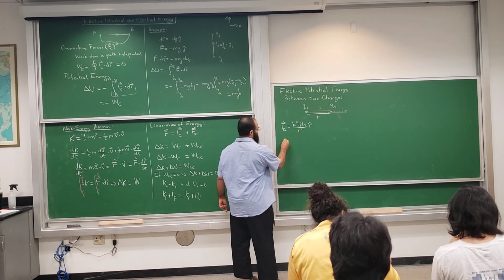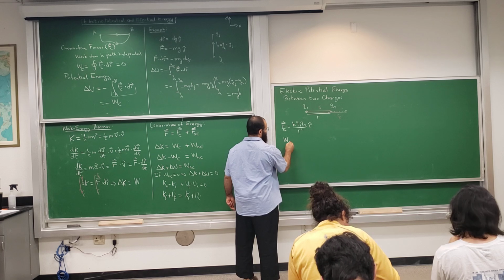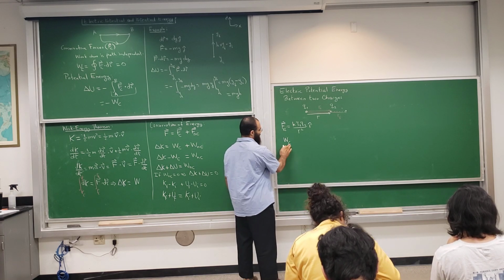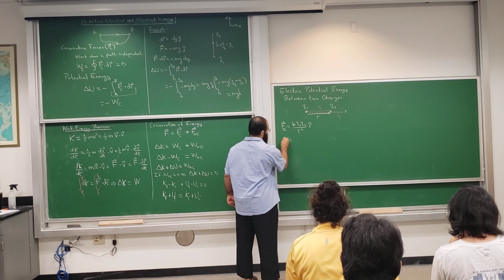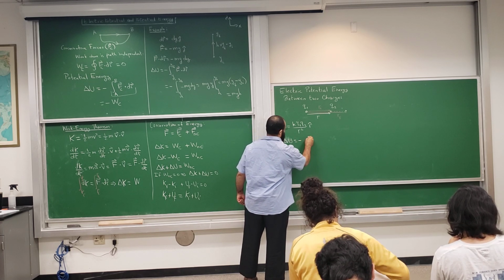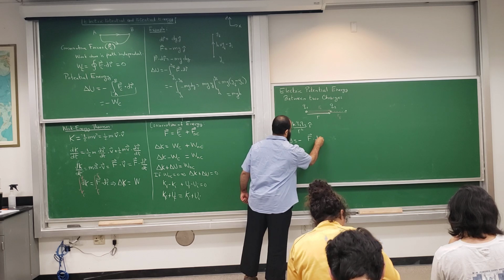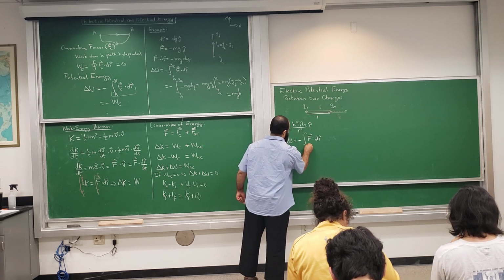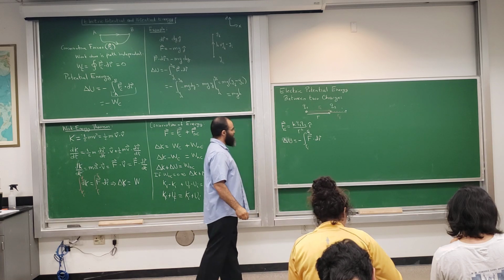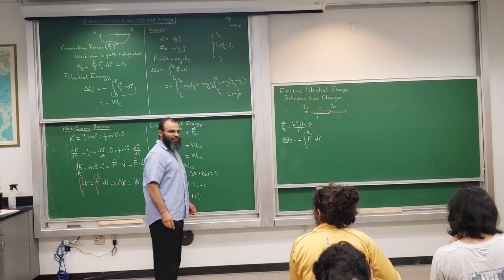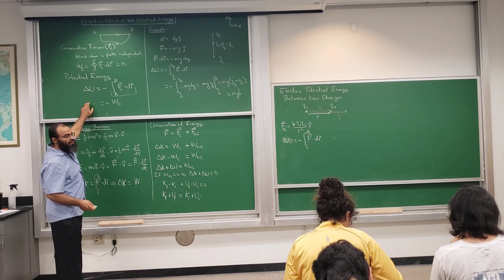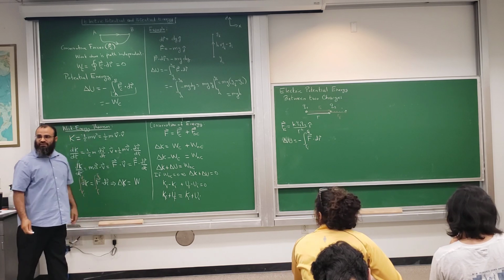Well, the work by this conservative force, let me write it this way. The change in potential energy, delta U, will be minus the integral of F dot dr from R initial to some R final. Where did I get this equation from? From here, right? By definition of potential energy.